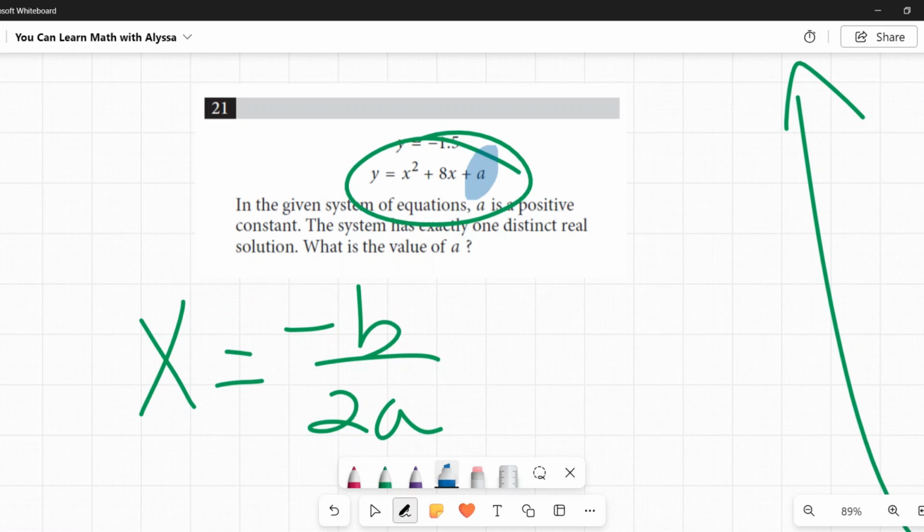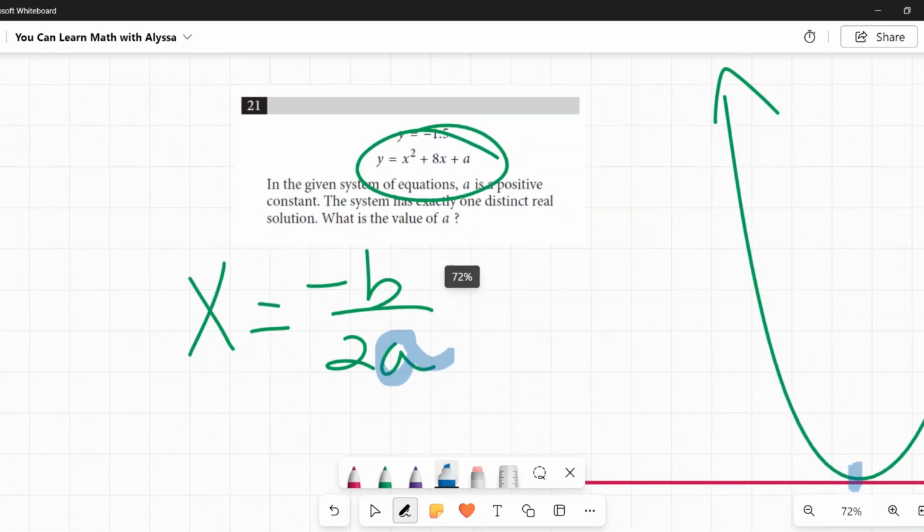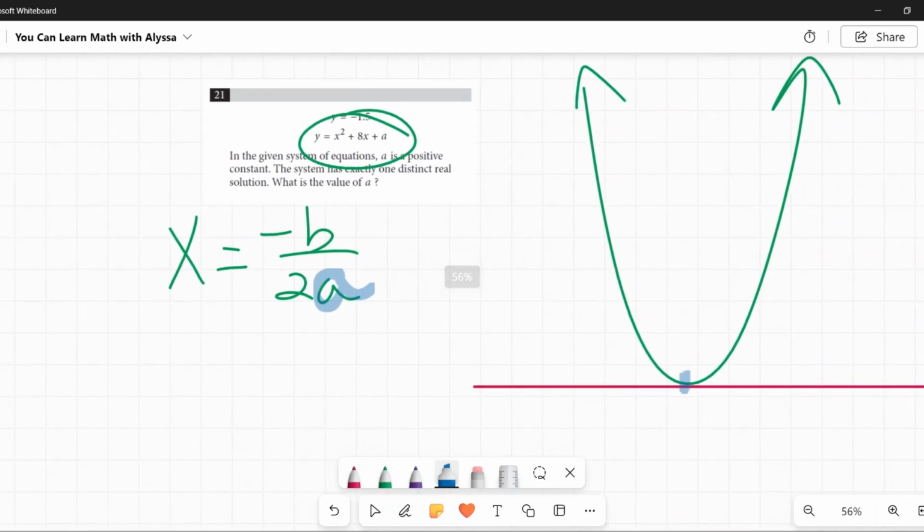Those are not talking about this letter a. I love how they use a in there when they know you're going to be using a for something else. This a is referring to the coefficient of the first term, that x squared. This b is referring to the coefficient of the x term, the middle one here. Okay. So at the vertex, the x coordinate of that vertex is going to be negative b over 2a.